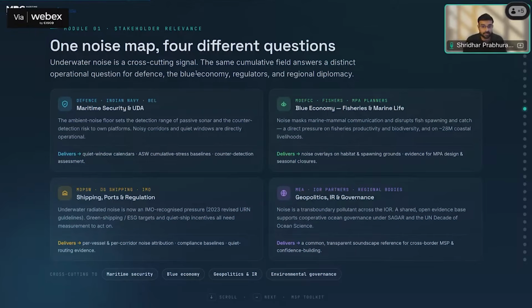Talking about blue economy, fisheries, and marine life, again, as I said, the importance of marine mammal communication and how marine mammal communication interferes with shipping noise, or the other way around. Shipping noise interfering with marine mammal communication is well established. So having that noise overlap is extremely important. And for the geopolitics and IR governance aspect as well, noise in itself is a transboundary pollutant across the IOR. So having open evidence that supports all of our operations means that we have more cooperative ocean governance, both under the Sagar vision and the UN Decade of Ocean Science.